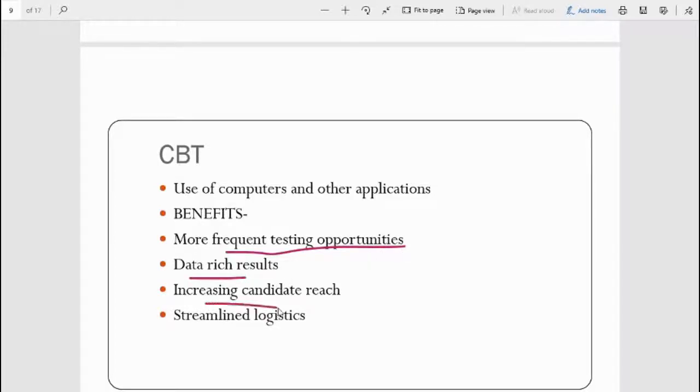It increases candidate reach. Like when you're writing a NET exam, you must have observed that in that big hall the strength of candidates is very huge, so it gives a high candidate reach, and it is based on streamlined logistics. So the system is there, questions are there, so we don't need a professor who will evaluate it later. The computer will do everything. It will evaluate the score, it will give the result. So it is so beneficial, it saves manpower.